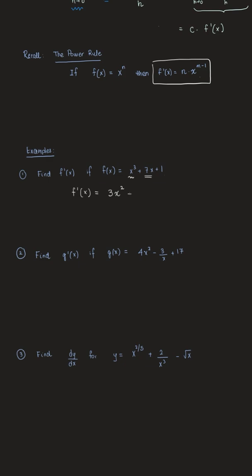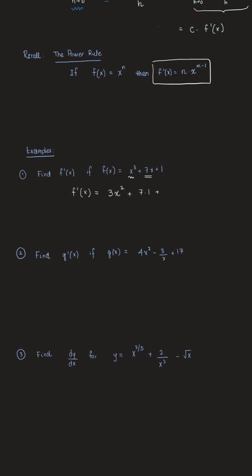Now, by the constant multiple rule, when we take the derivative of 7x, 7 is like our c, so that's just going to be 7 times the derivative of x. The derivative of x is just 1. Remember that that's the line y equals x that has a slope of 1. So this is just 7 times 1.